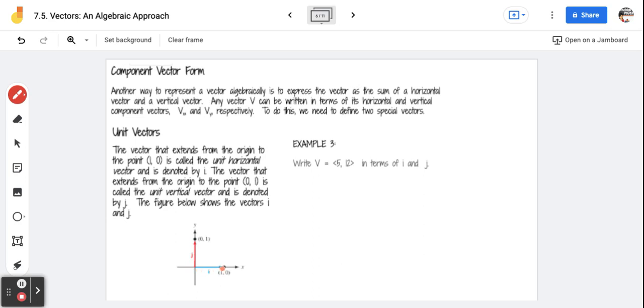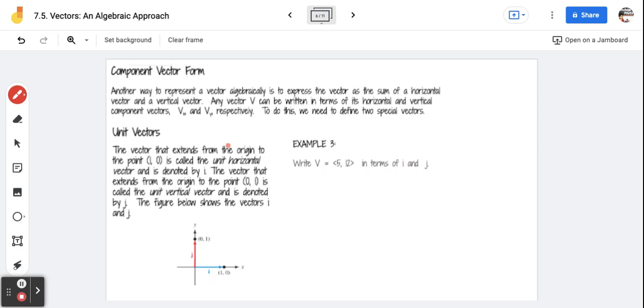So for unit vectors, i usually indicates the horizontal vector that's of length 1, so it would end at 1, 0. j typically represents the vertical unit vector of length 1. So we want to remember that i is the horizontal unit vector of length 1, and j is the vertical unit vector, meaning its length is 1. And so it says we want to write v equals, in component form, the vector 5, 12. We want to write that in terms of i and j.